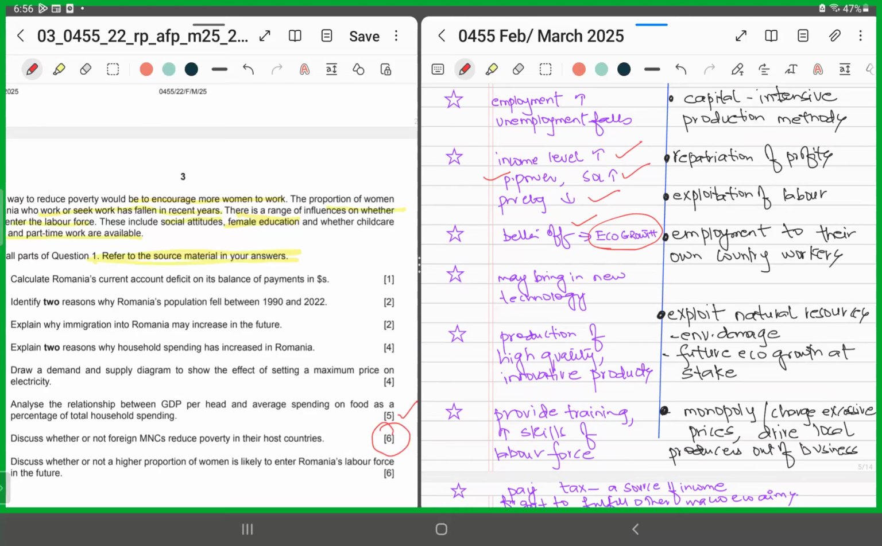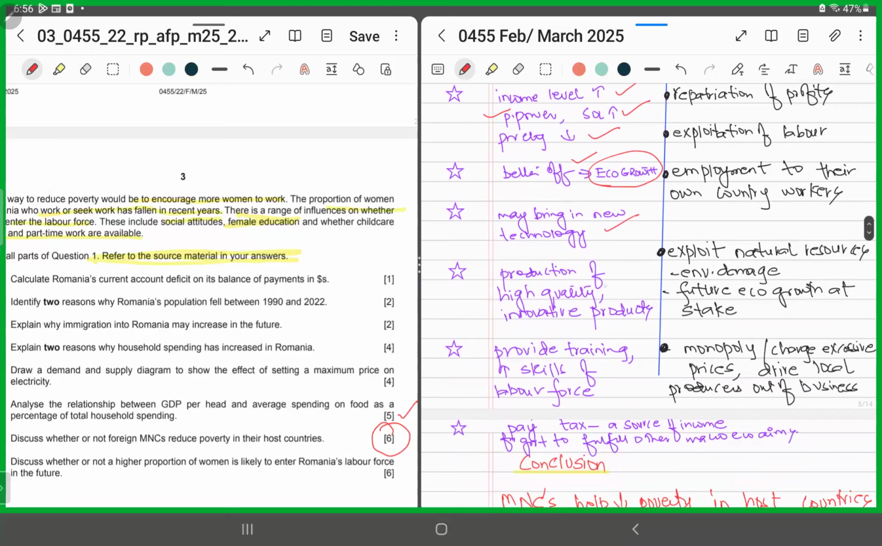It could also be that MNCs bring in new technology and would be able to produce high quality, innovative products, thereby again increasing the standard of living of the country. It could also be that they provide training and increase the skills of the labor force, thereby adding to the occupational and the geographical mobility of the workers, thereby again increasing the standard of living of the population, right, of the country. Another good reason would be that MNCs pay taxes and these are a good source of income for the government to fulfill other macroeconomic aims.